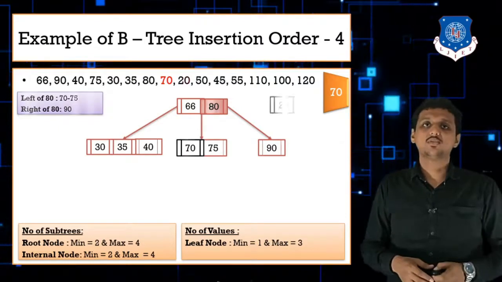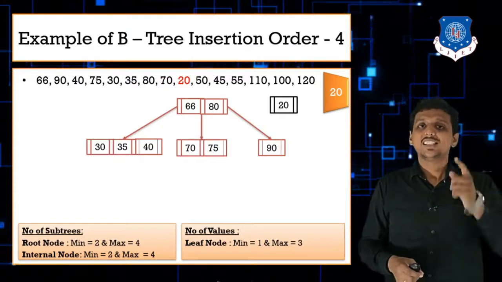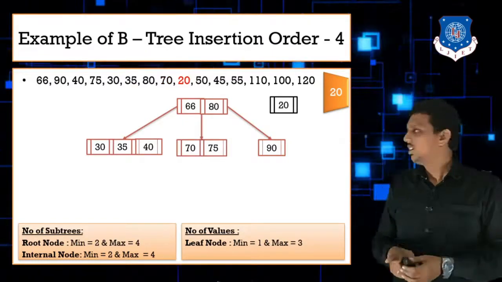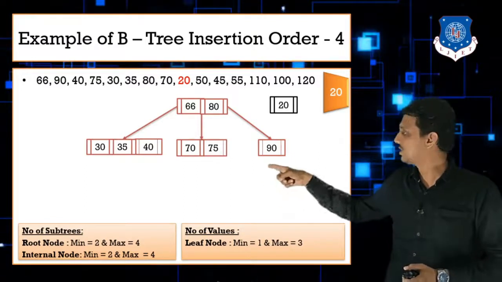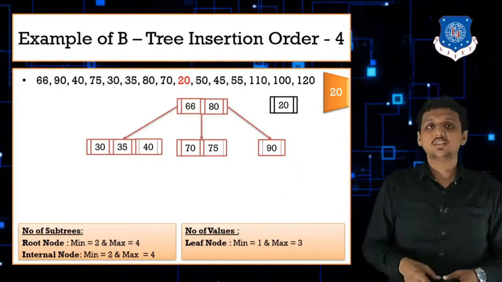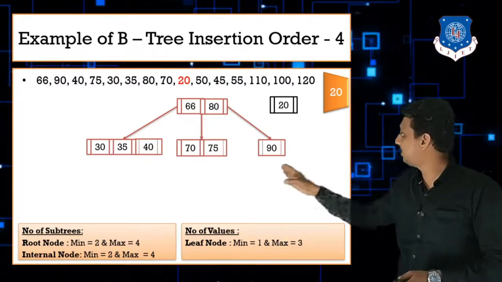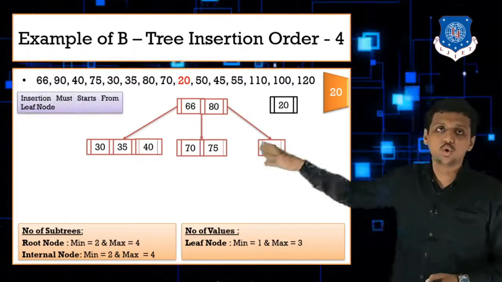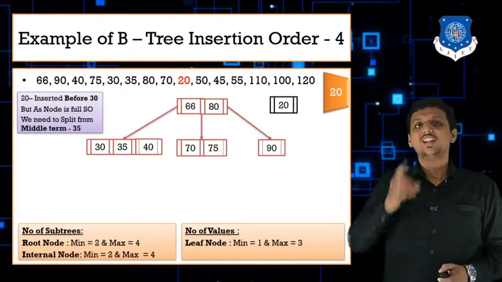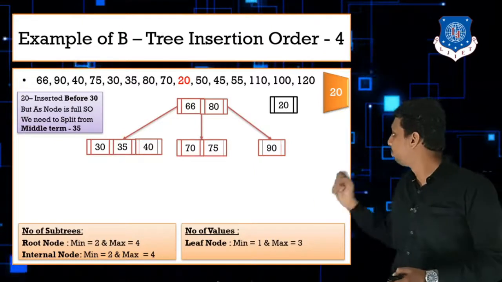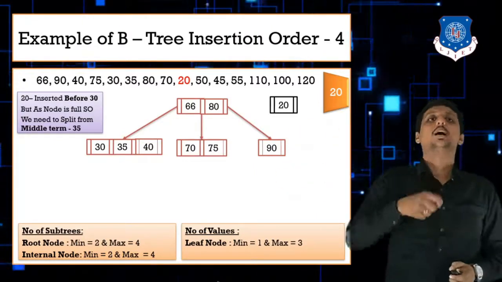Okay, now next we have 20 with us. Same as 70, here 20 does not have enough space to enter this node. Check, on the left side of the 66, students, we have 30, 35 and 40. So 20 must go over there, but it cannot be inserted. So I just need to move the middle term to the parent node.